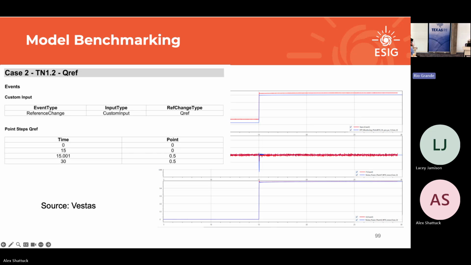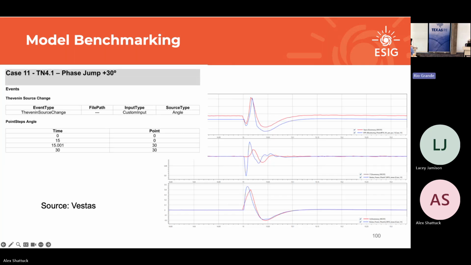This is two of the simplest tests. Most model benchmarking reports are thousands of tests, but it's a manufacturer responsibility. The transmission service operators put it on the developer, they put it on the OEM, you'll get it, and then you can read it and see. The other piece, this is a phase jump, which shows a little bit more actually.